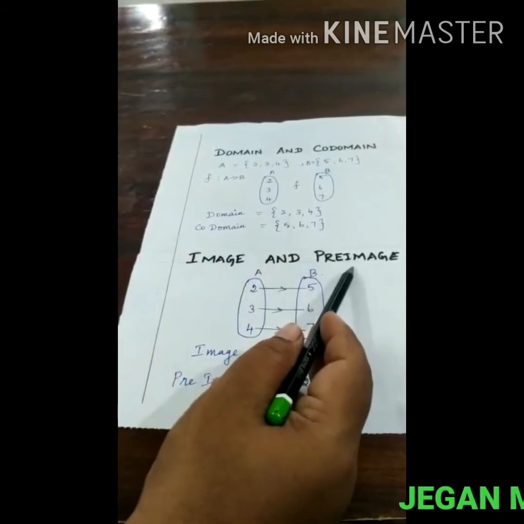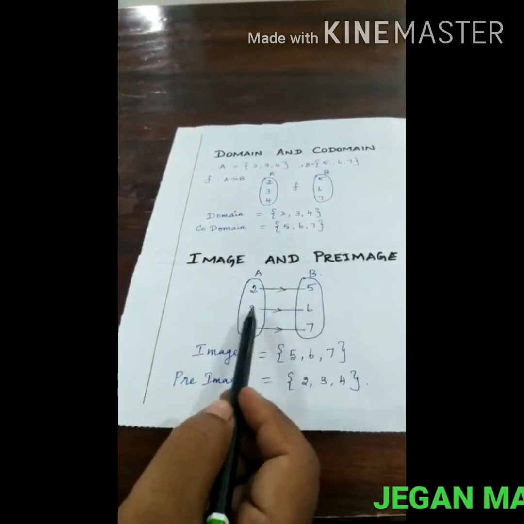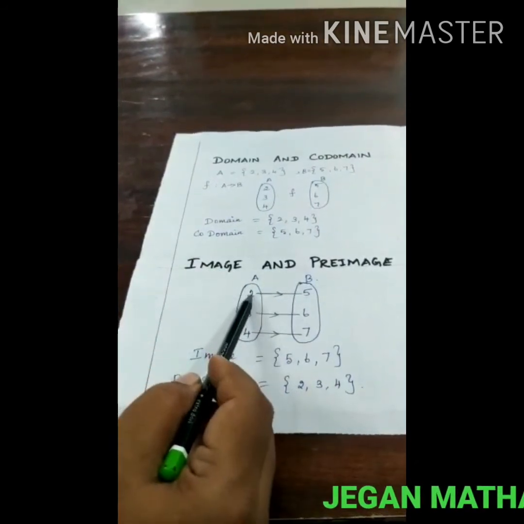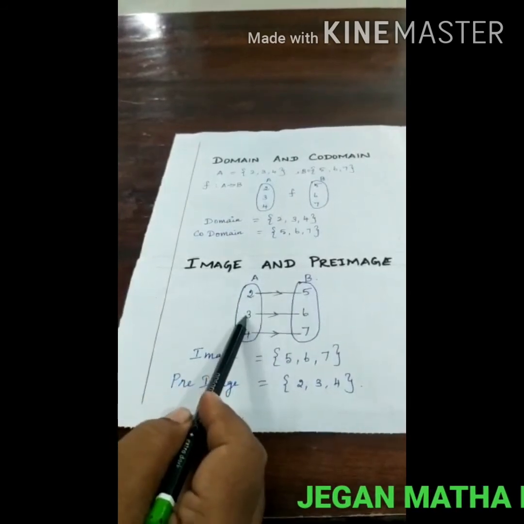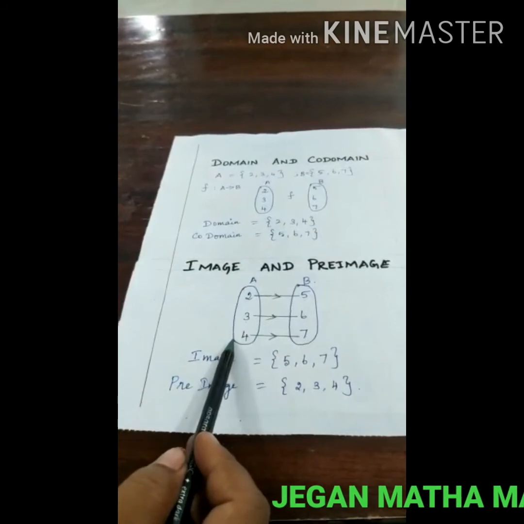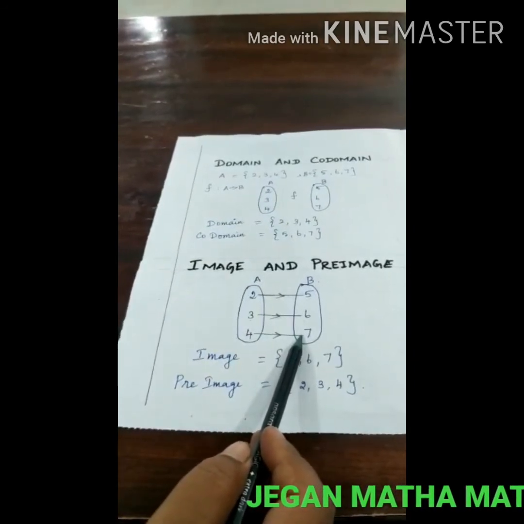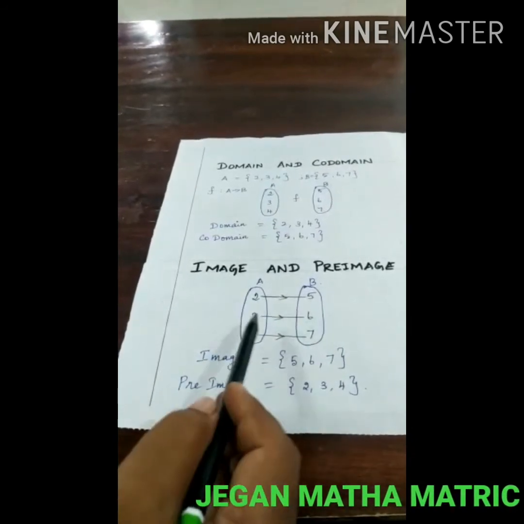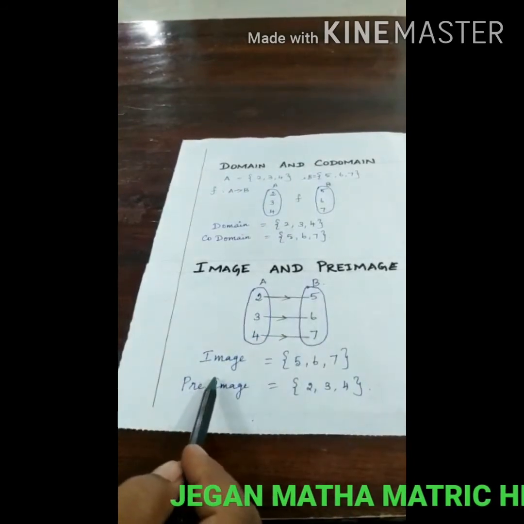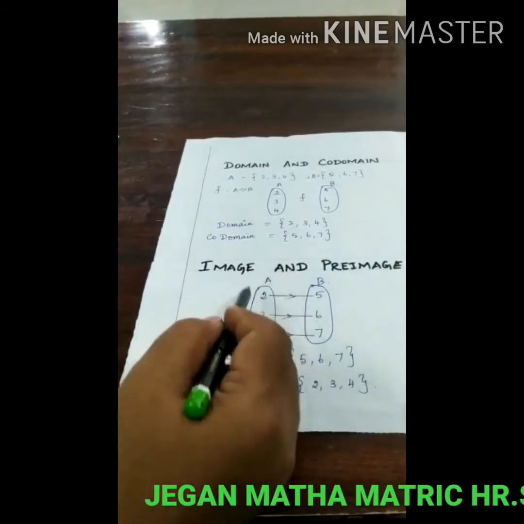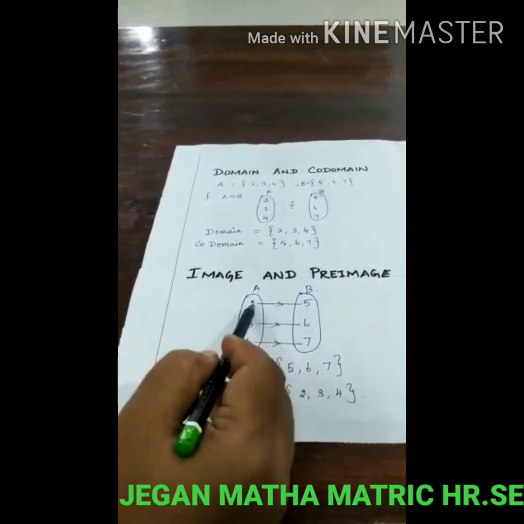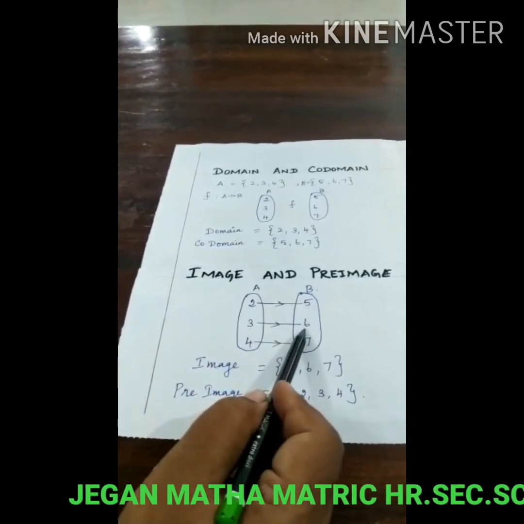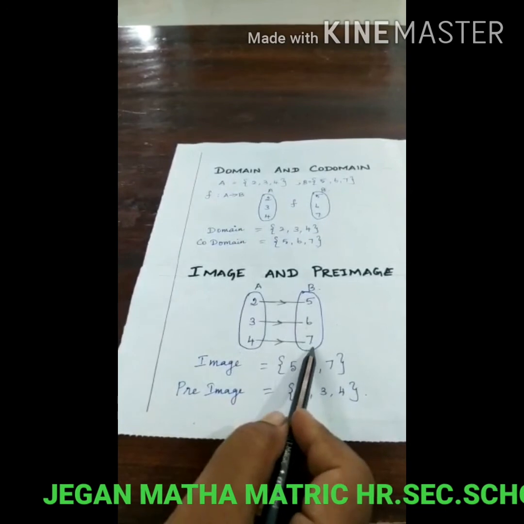Image and pre-image. The same sets can be represented in this way in a Venn diagram. Therefore, 2 is assigned to 5, 3 is assigned to 6 and 4 is assigned to 7. So, 5, 6, 7 are images. What is a pre-image? A pre-image is the element of A that is connected to the given element. 2 is the pre-image of 5. 3 is the pre-image of 6. 4 is the pre-image of 7.